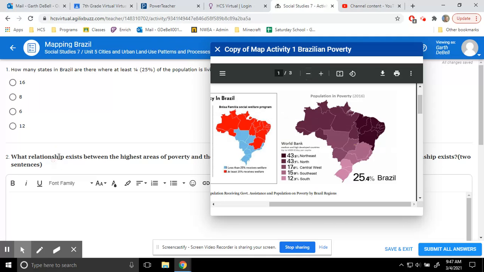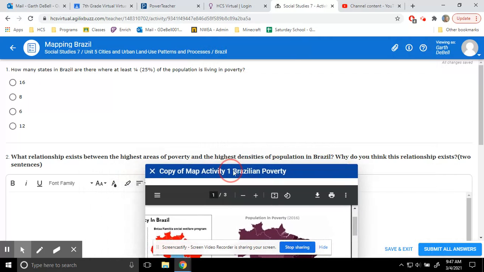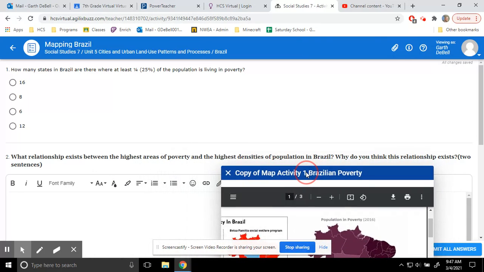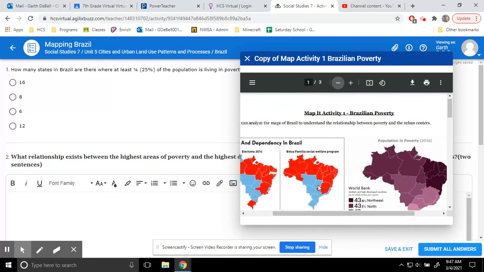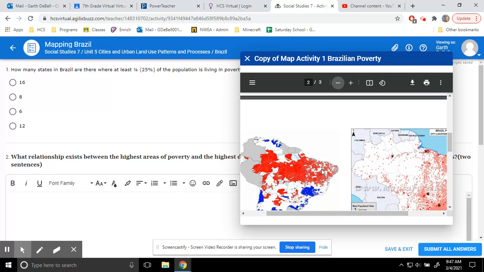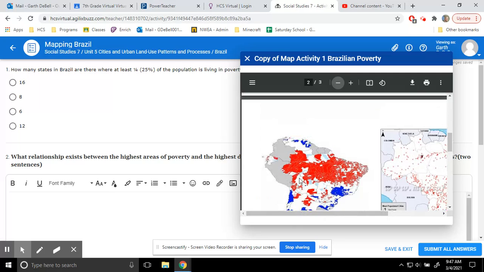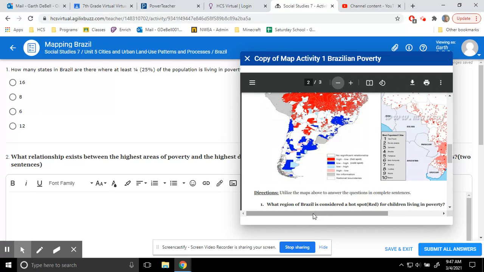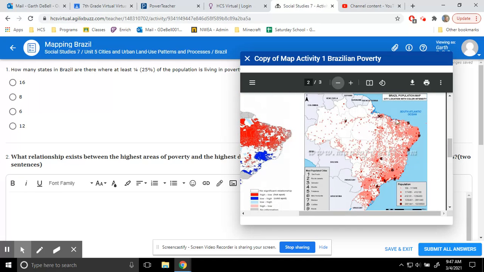All right. What relationship exists between the highest areas of poverty and the highest density of population in Brazil? Why do you think this relationship exists? All right, so that doesn't show up on these two maps. They have nothing to do with density. So we need to come down and see if we can find some other maps. All right, so we have two maps here. This is your hot spot and your cold spot for poverty, and then you have your population density.